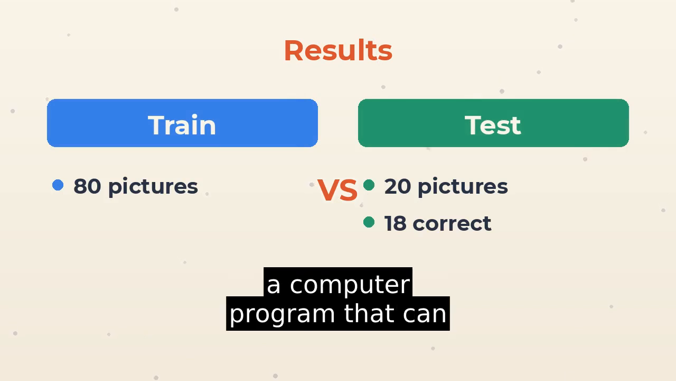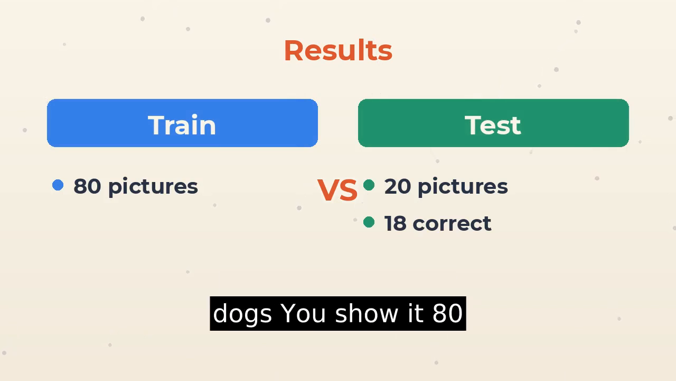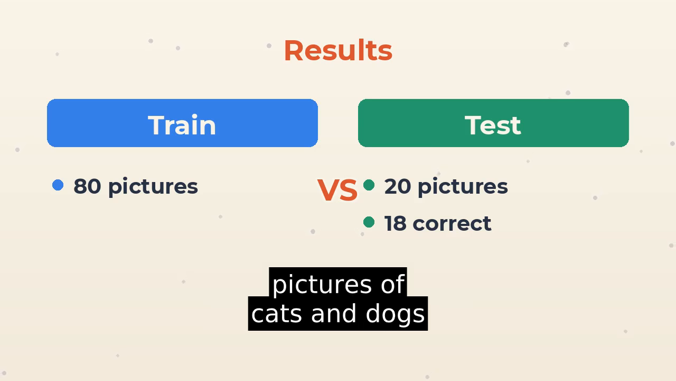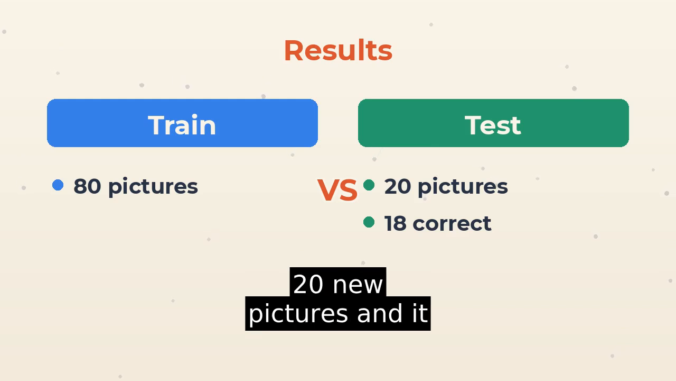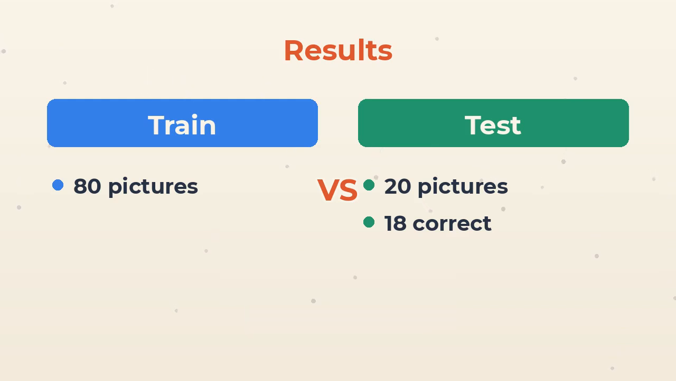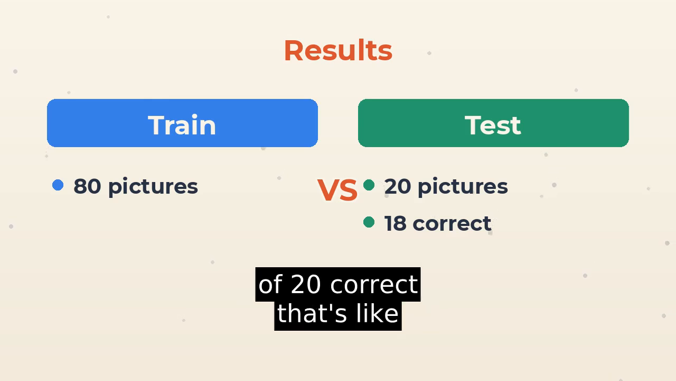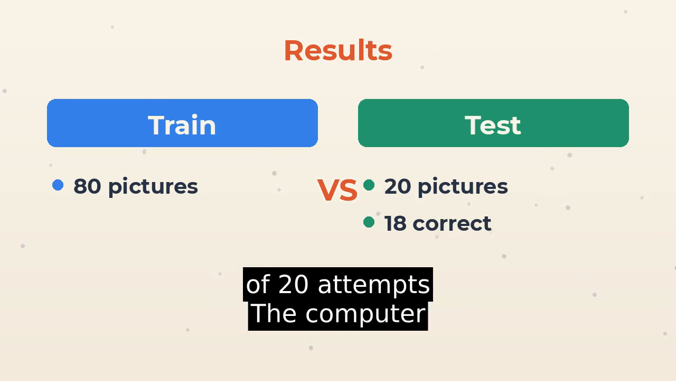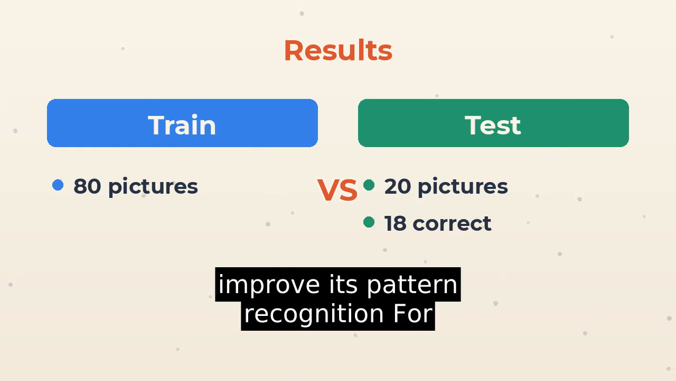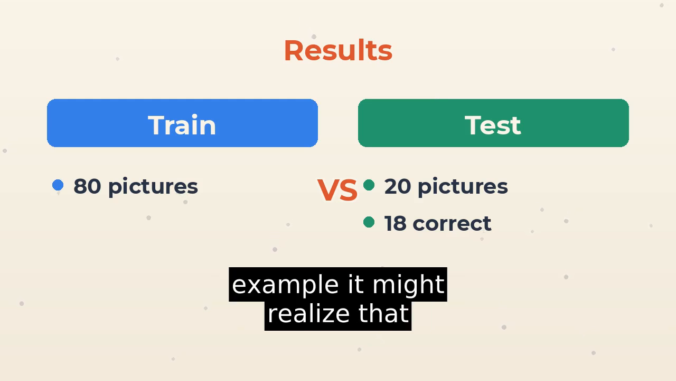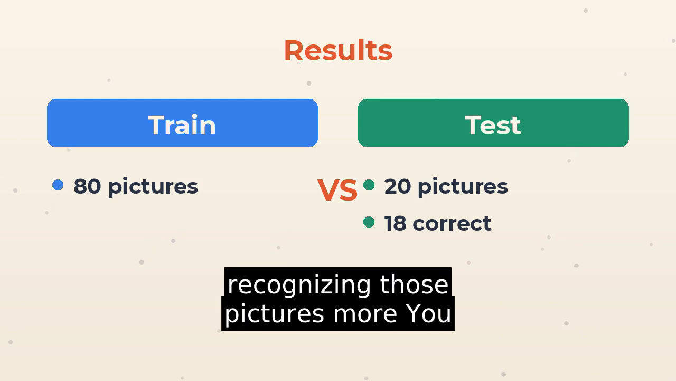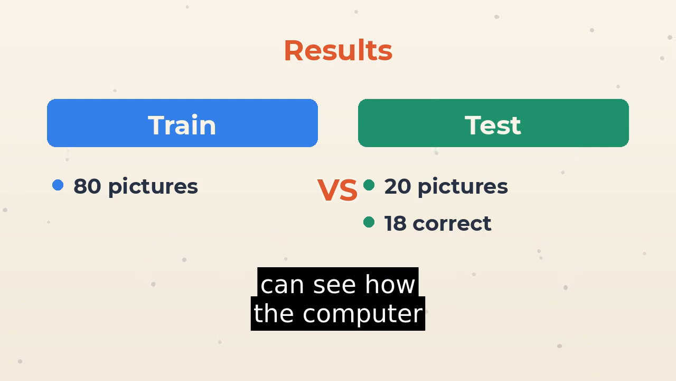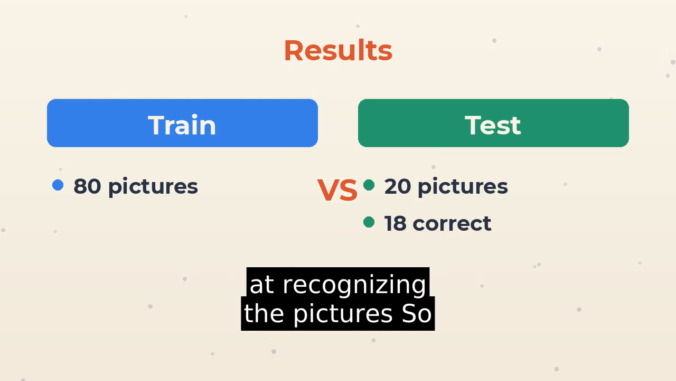Let's say you have a computer program that can recognize pictures of cats and dogs. You show it 80 pictures of cats and dogs, and it tries to find patterns. Then, you show it 20 new pictures, and it tries to recognize the patterns. If it gets 18 out of 20 correct, that's like making 18 delicious pizzas out of 20 attempts. The computer can use the results to improve its pattern recognition. For example, it might realize that it's having trouble recognizing black cats, so it can practice recognizing those pictures more. You can see how the computer is getting better and better at recognizing the pictures.